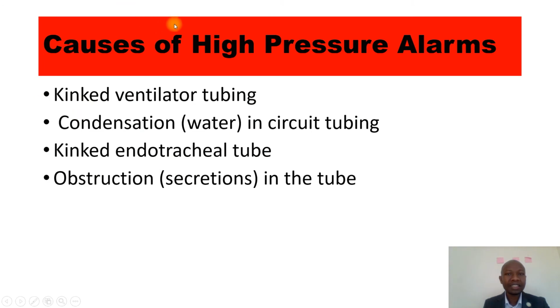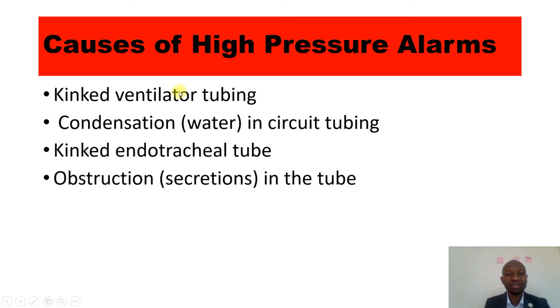And so let us therefore learn about what can cause the high pressure alarms. Like I said before, high pressure alarms result from the narrowing of the tube somewhere. If there is a narrowing of that road where the air passes into the patient's lungs, then we shall have what we call a high pressure alarm. So as you can see, if that tube gets kinked, it means it will narrow the pathway of air.